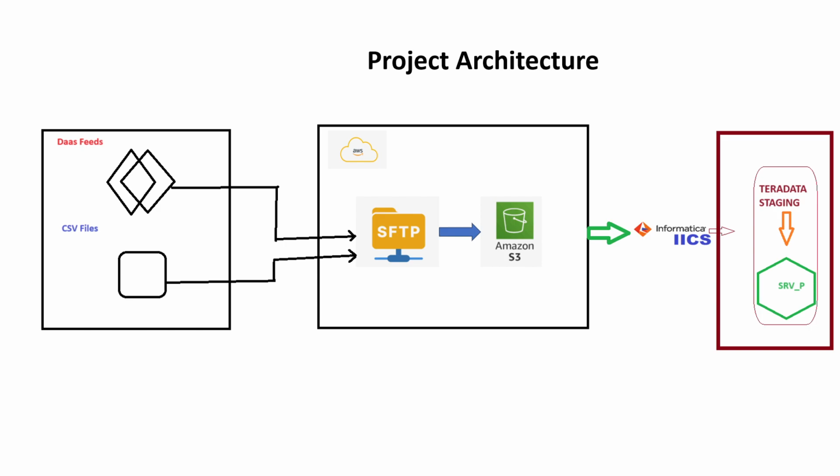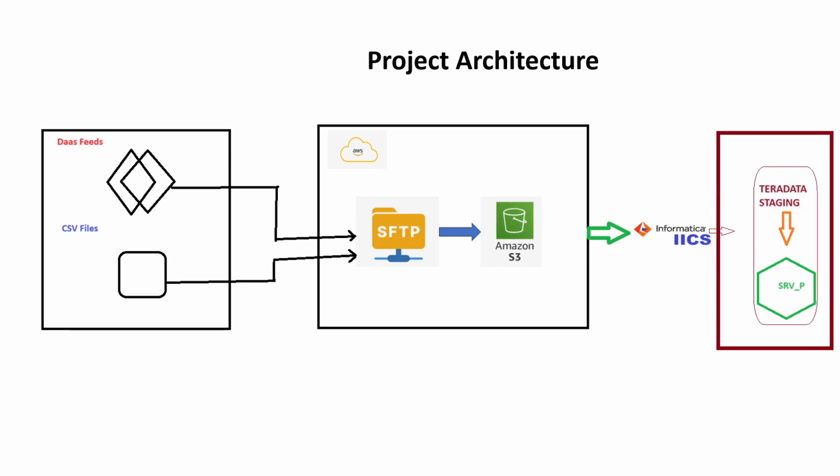SFTP is a secure file transfer protocol. It is used for secure file transfer between the remote host server and the client. The files are encrypted, and the CSV files move from the SFTP to the Amazon S3 bucket. In the S3 bucket we have three folders: the first is the inbox, the second is the error, and the third is the archive folder.